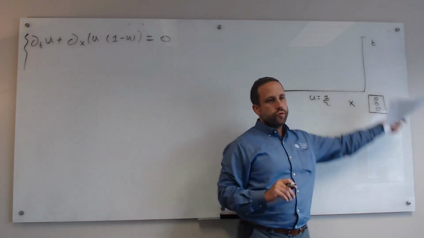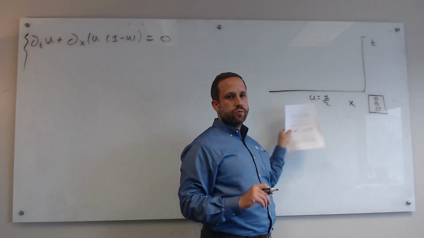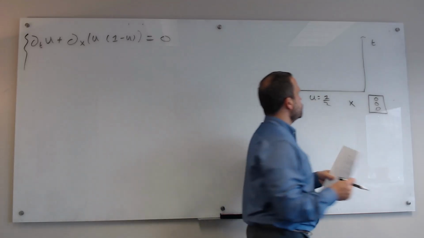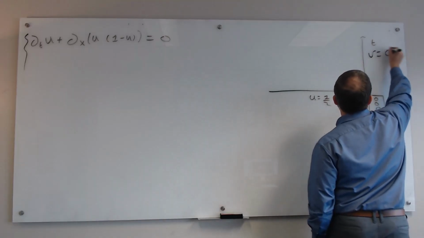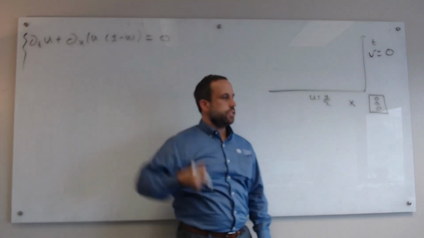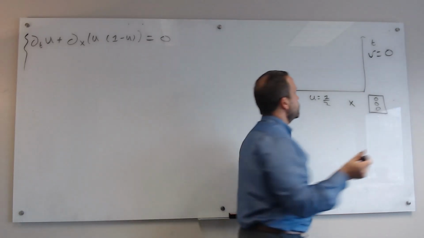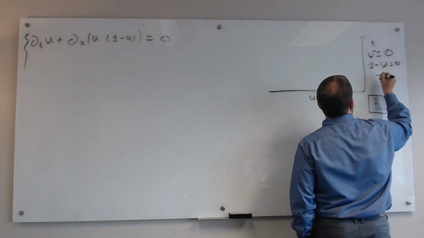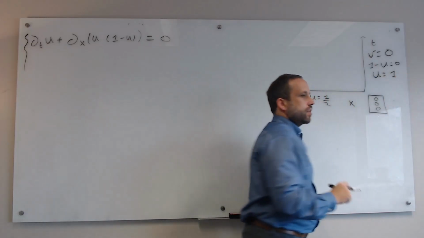The cars that go through the traffic light don't have anything to do with what's happening here. So we're going to forget about those. And we're going to assume over here, well, the velocity is equal to 0. At the traffic light, the velocity is equal to 0. Well, remember, the velocity is 1 minus u. So this means 1 minus u is equal to 0. In other words, u is going to be equal to 1 at the traffic light here.